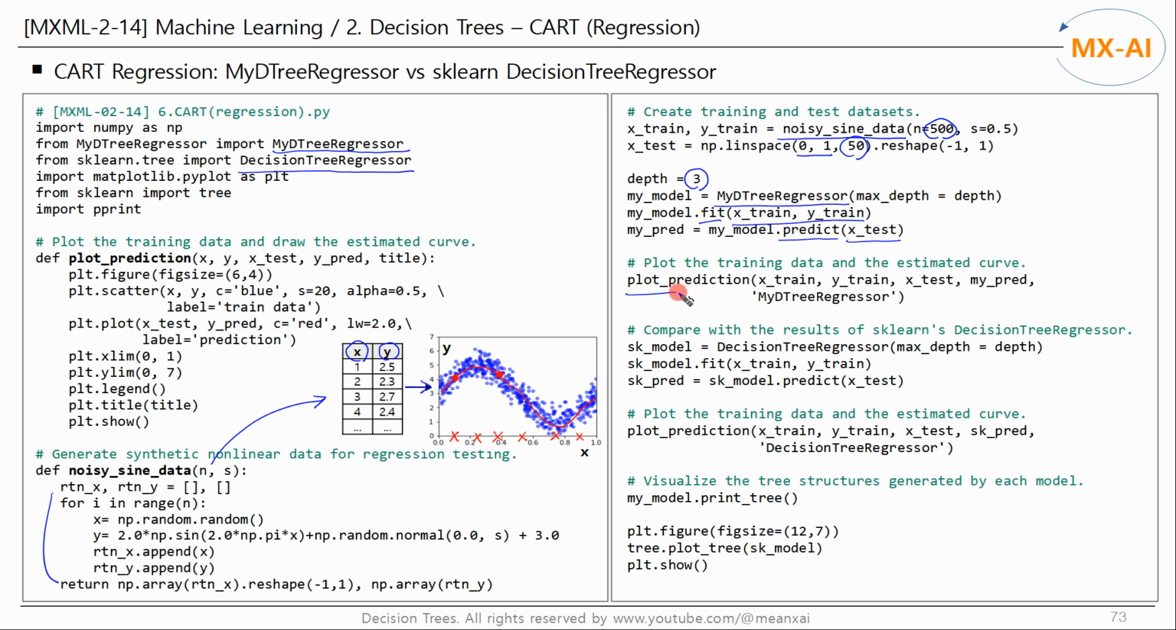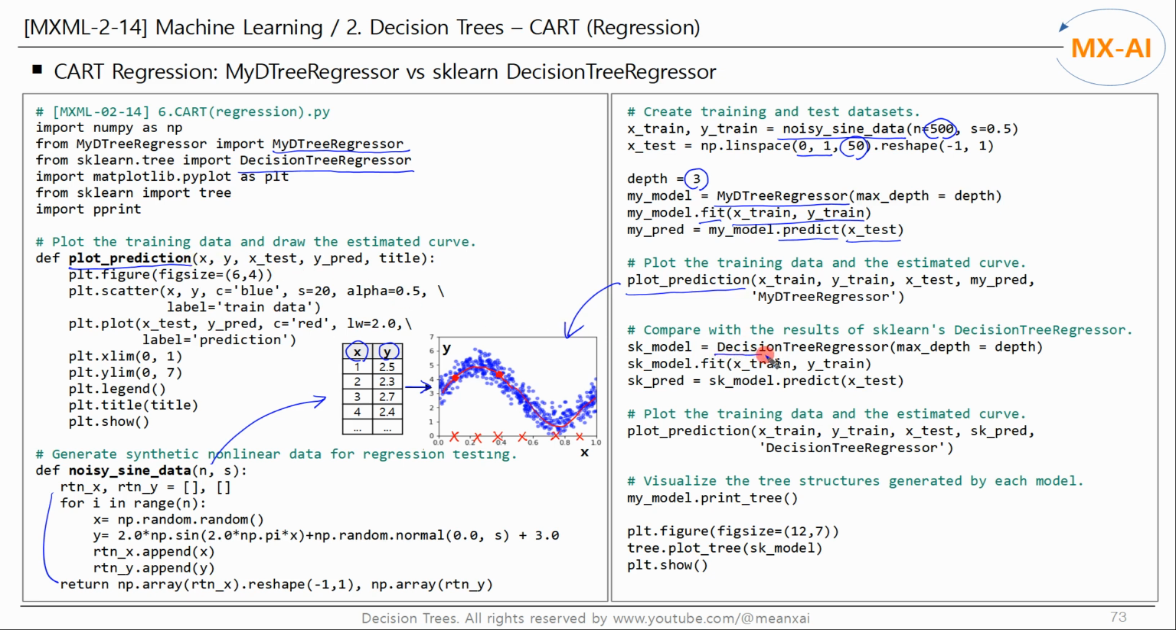Finally, we visualize the results. The training data will appear as blue dots, and the predicted values for the test data will appear as a red curve. The visualization function has already been written on the left side.